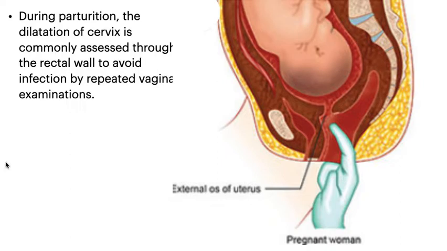Okay. Also, in a per-rectal examination during parturition, dilatation can be commonly assessed through the rectal wall, to avoid infection by repeated vaginal examination. You can see this is the rectum, this is the bladder, okay, and we can palpate the cervix over here. This is the enlarged uterus containing the fetus.